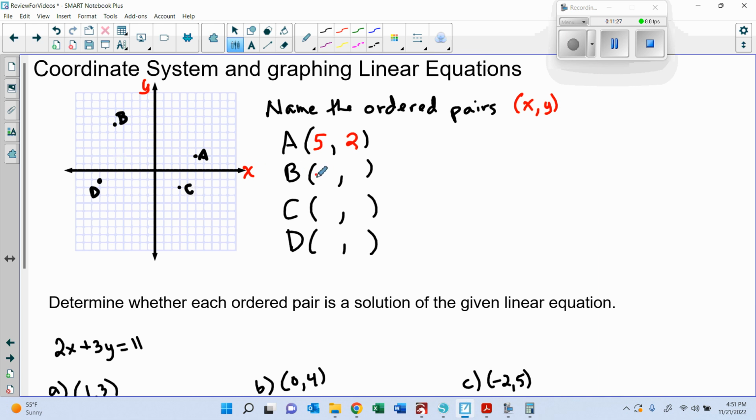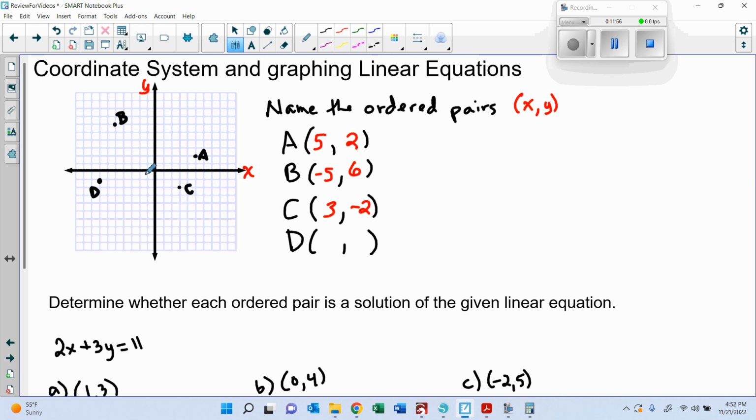So B is going to be -5 for the X. And then we count 1, 2, 3, 4, 5, 6 up for the Y. If we go to point C here, our X direction is positive, 1, 2, 3. So we have 3 for the X. And then we go down 2. So down is negative. So the Y coordinate is -2.